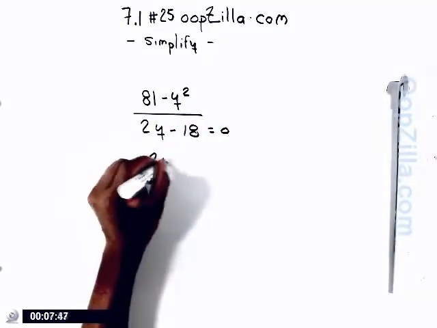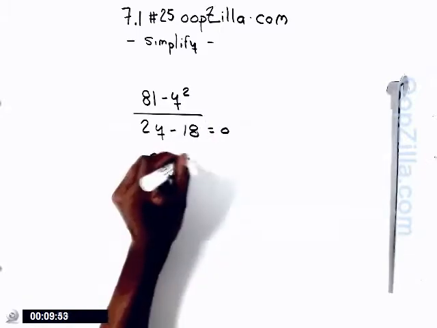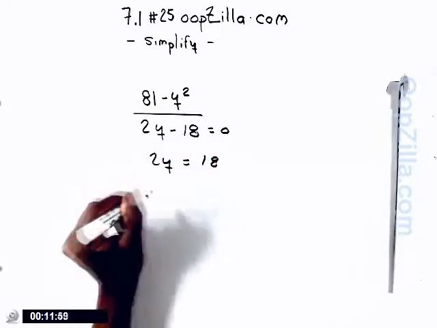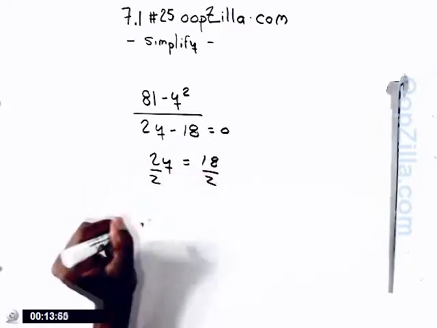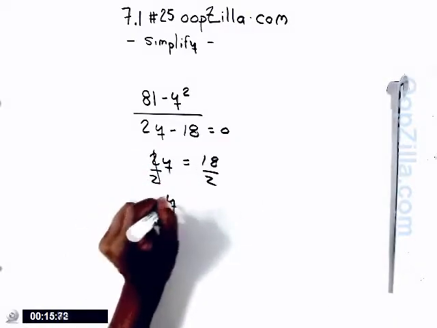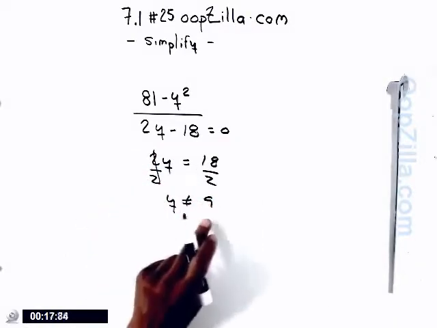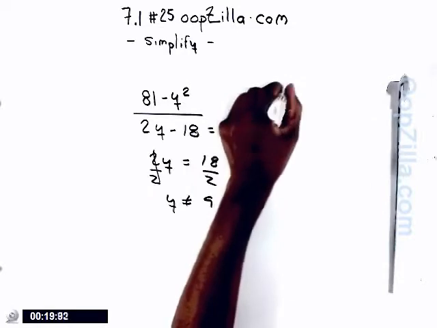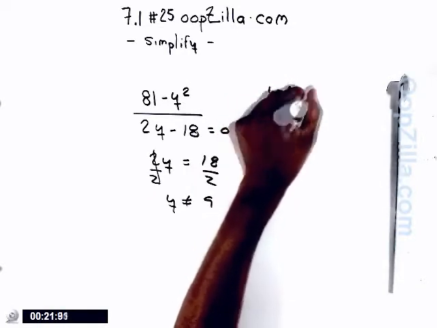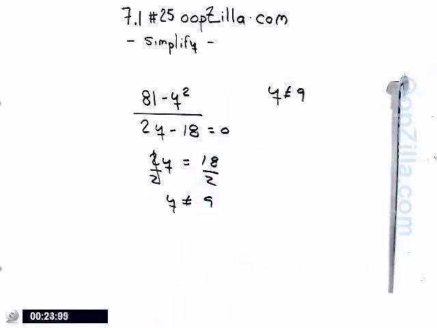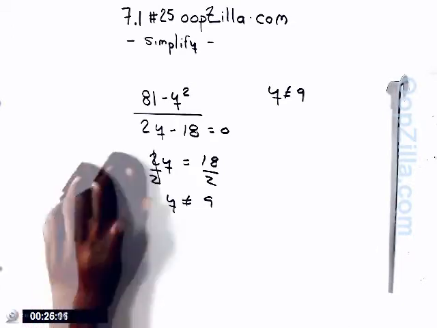First things first, I want to set the denominator equal to 0. So I'm going to have 2y, move him across the equal sign, and I'm going to get an 18. Divide out by 2 on all sides. That's going to give me y not equal to 9. I don't want y to equal 9, so that's my restriction: y not equal to 9. I don't want that to happen. Okay, so now let's solve the rest of the problem.